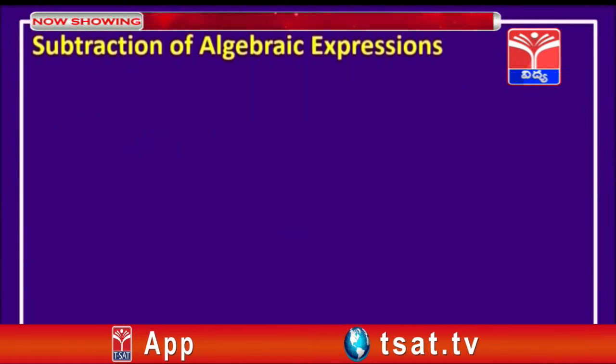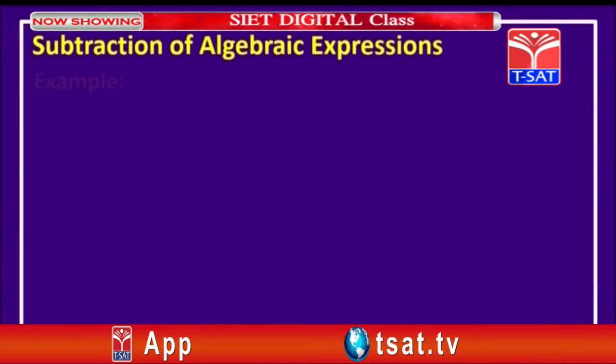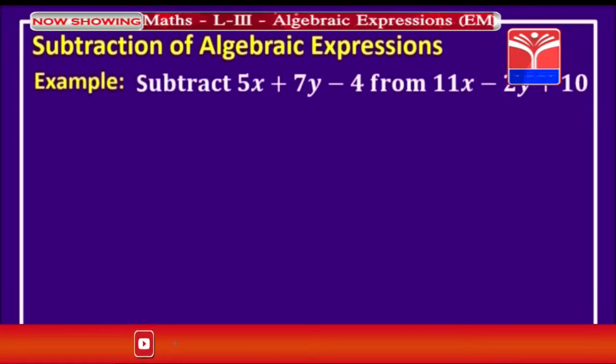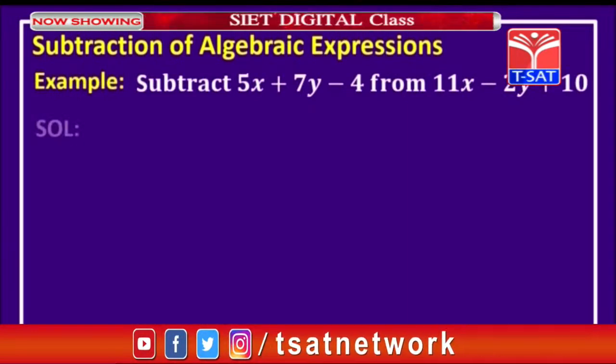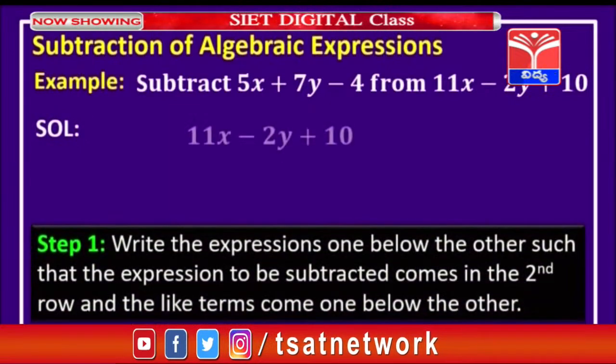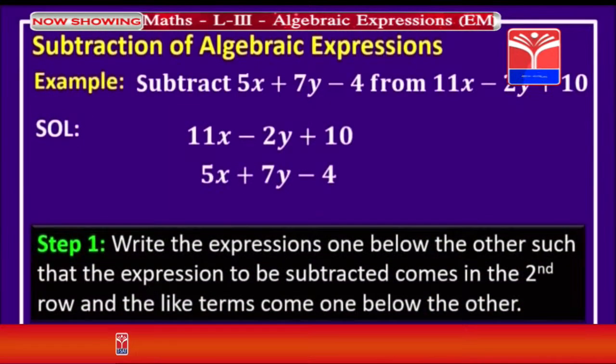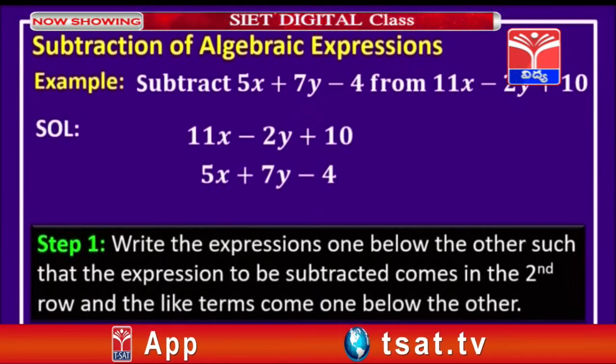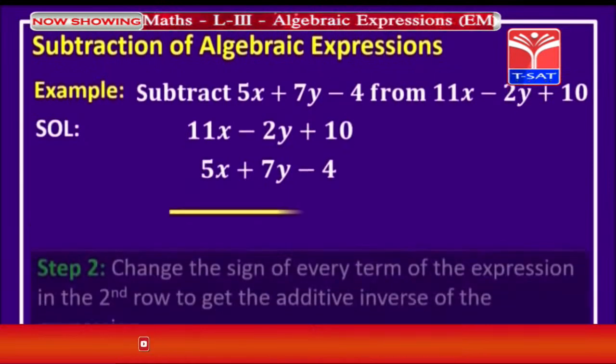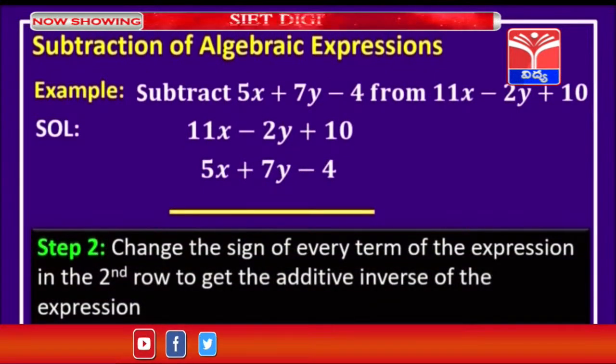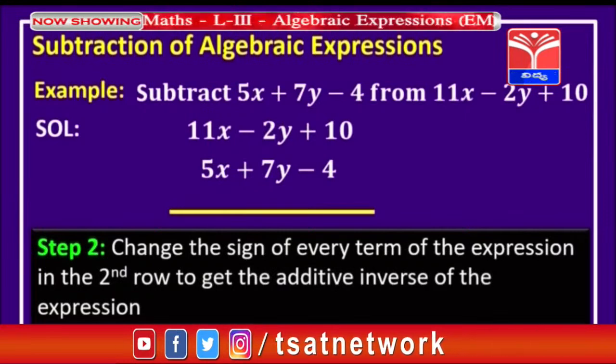Now let us see subtraction of algebraic expressions, children. Let us take an example. Subtract 5x plus 7y minus 4 from 11x minus 2y plus 10. So again, first we are going to write one below the other, children, as shown on your screen, so that the like terms will come one below the other. Now in the second step, we are going to change the sign of each and every term of the expression, children, that too in the second row.